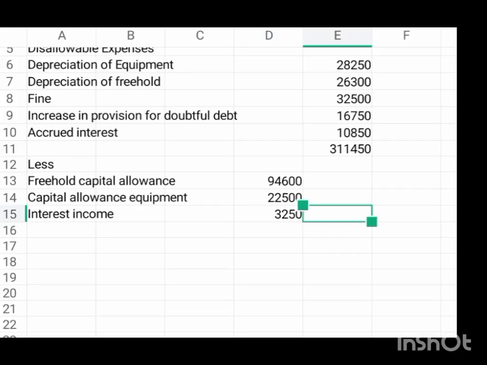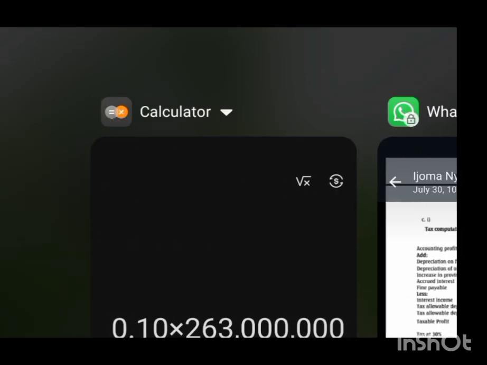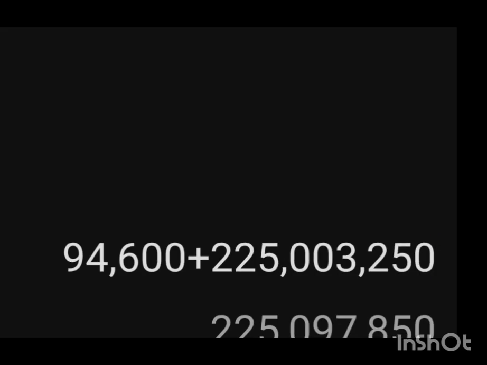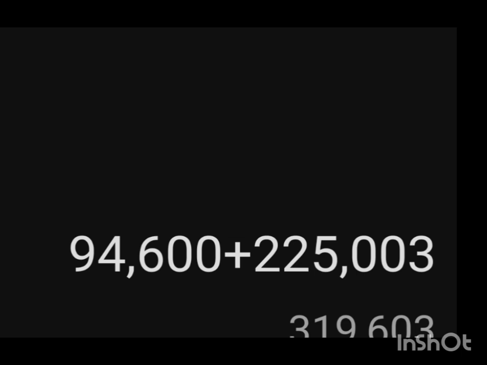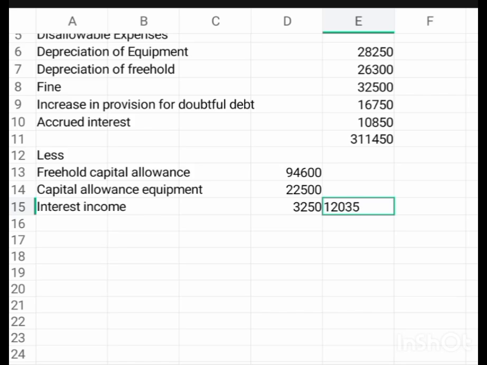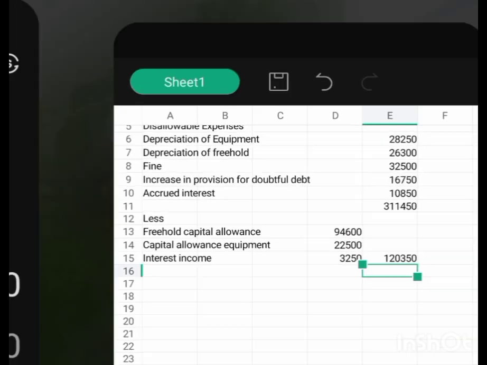So let us add them together. 94,600 plus 22,500 plus 3,250, sorry, 350. Then we subtract it from this. Subtract it from this guy. The addition of these three is what gives us this. So we subtract it from 311,450.